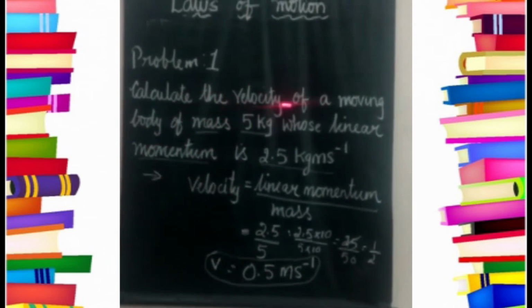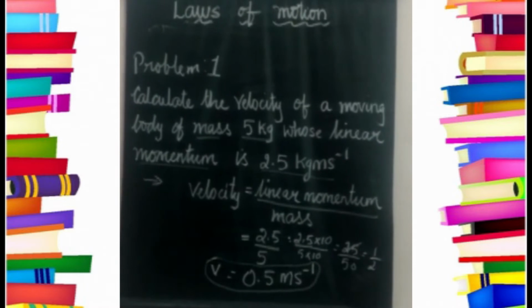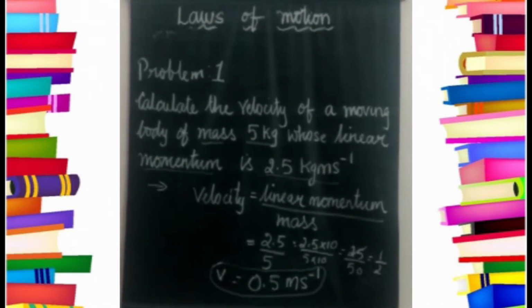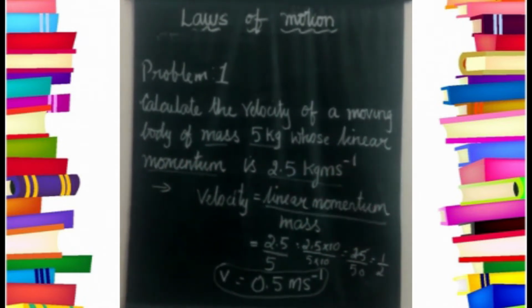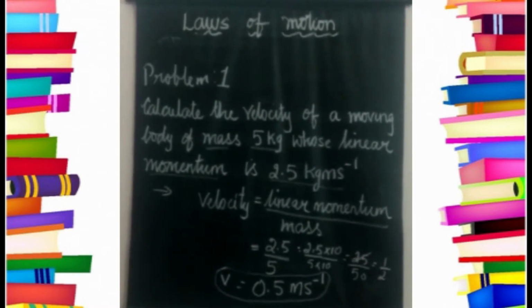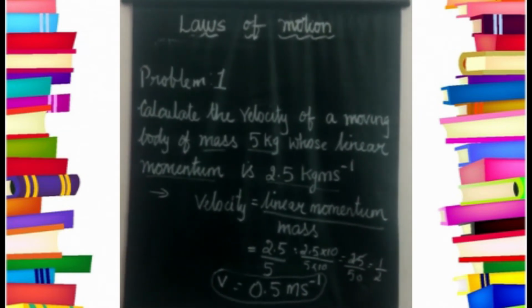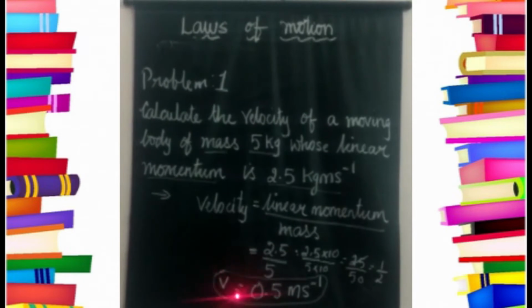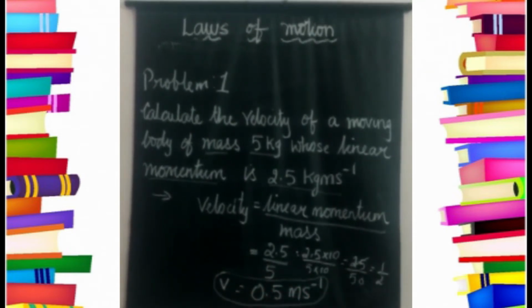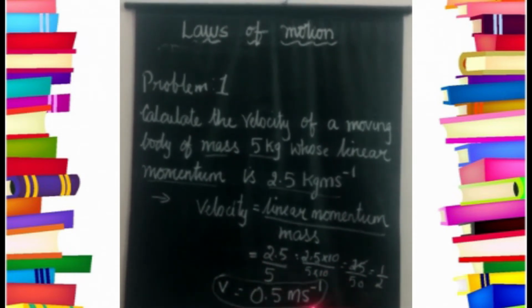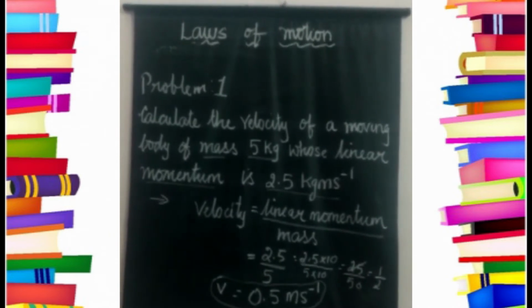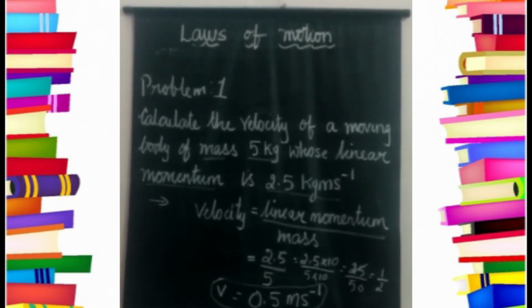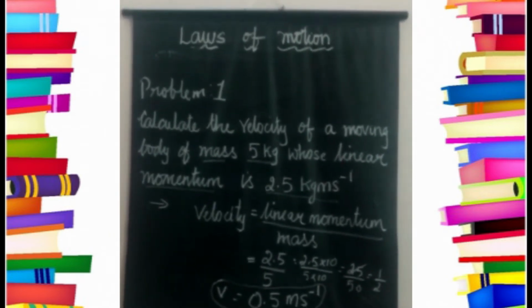While doing this numerical problem, you should note that you must write the formula clearly, that is velocity is equal to linear momentum divided by mass, and also you should write the answer with the unit. An answer without a unit will be considered a wrong answer, so you should be careful while doing the problems.